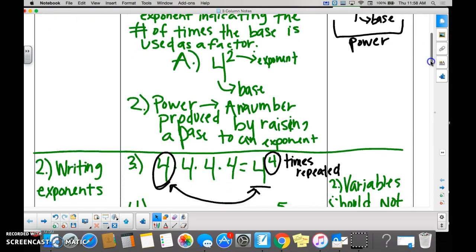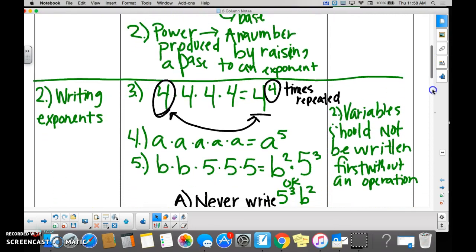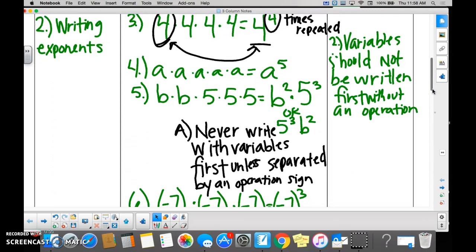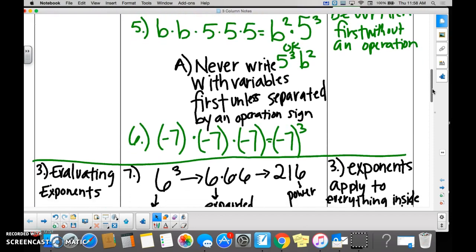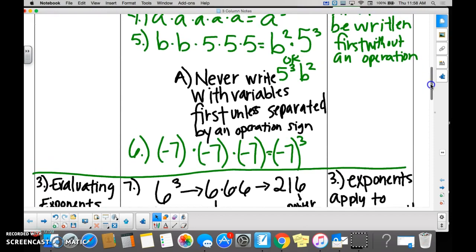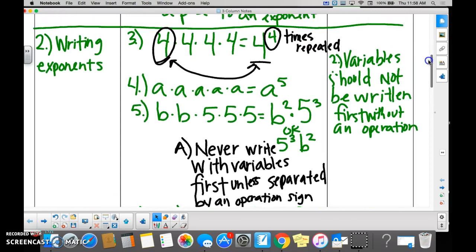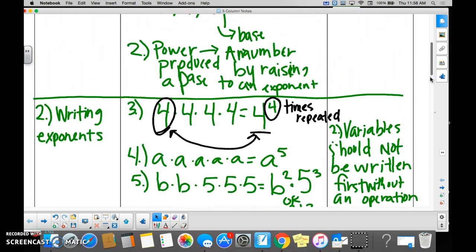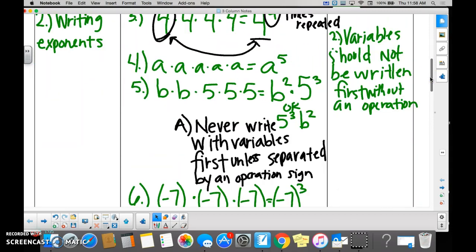Writing exponents. So when we write exponents, 4 times 4 times 4 times 4 is what, class? 4 to the 4th power. Yep. So our base is the number that we are multiplying, and then the exponent is the number of times that base is being repeated. So here on number 4, we can see that a is being repeated 5 times, so it is a to the 5th.